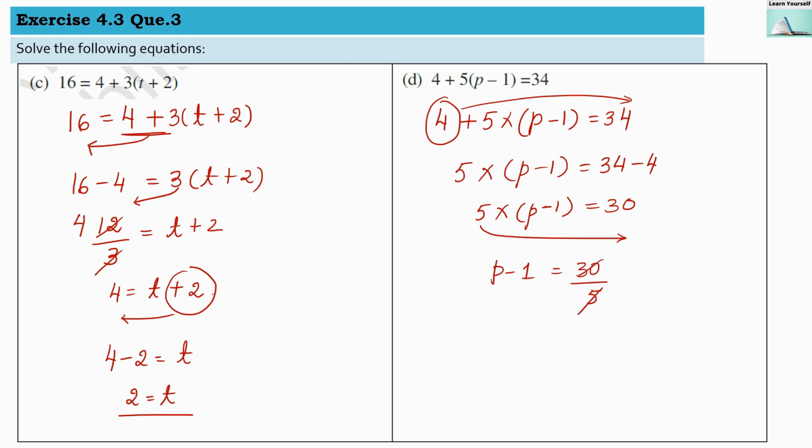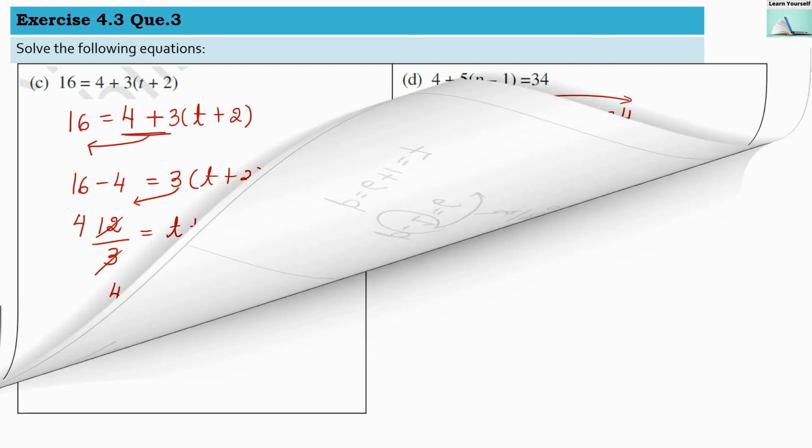So 5 6s are 30. P minus 1, we got it here 6. Now minus 1, once we are changing the side, it will become plus 1. So P equals 6 plus 1 equals 7 will be our answer.